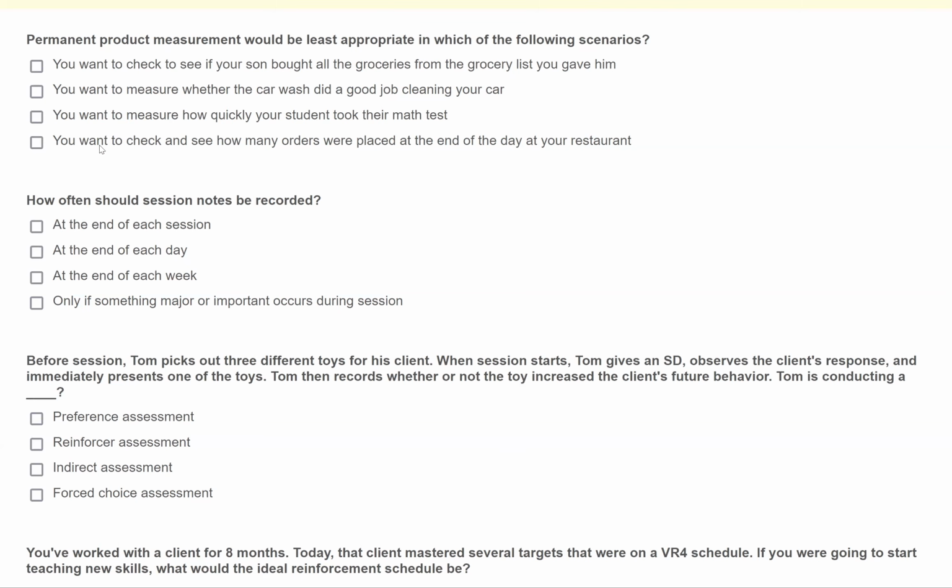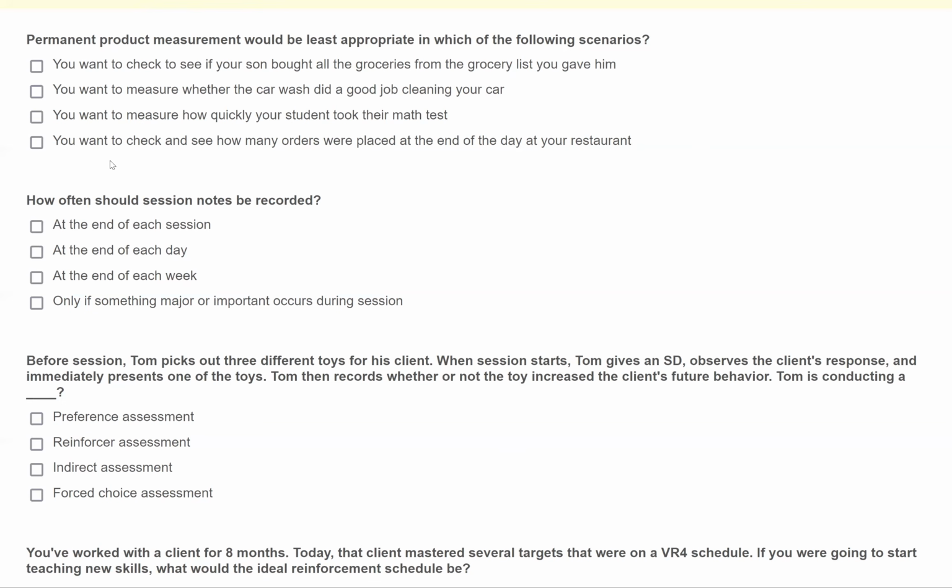C, you want to measure how quickly your student took their math test. If I want to measure how quickly my student took their math test, do I need to directly observe that? Yes. Am I measuring the product? Am I measuring how well they did on the math test? No, I'm measuring the act of taking the test, right? We're not worried about the product, and we're worried about a direct observation. If I have to directly observe a behavior, permanent product might not be the best. Because with permanent product, we don't need to actually directly observe the behavior happening. We're only worried about the outcome. And C, we're not worried about the outcome. We're worried about how quickly they're taking that actual test. So far, C is our best answer.